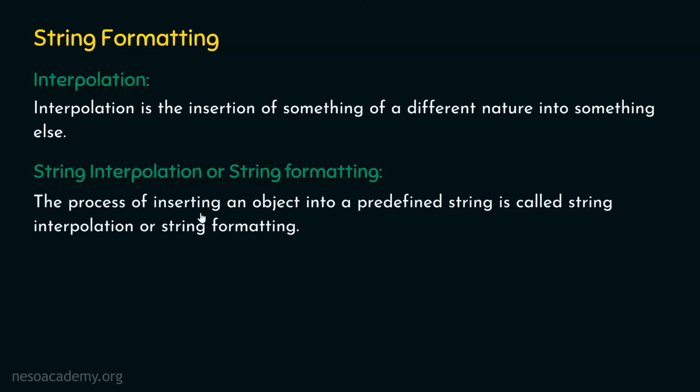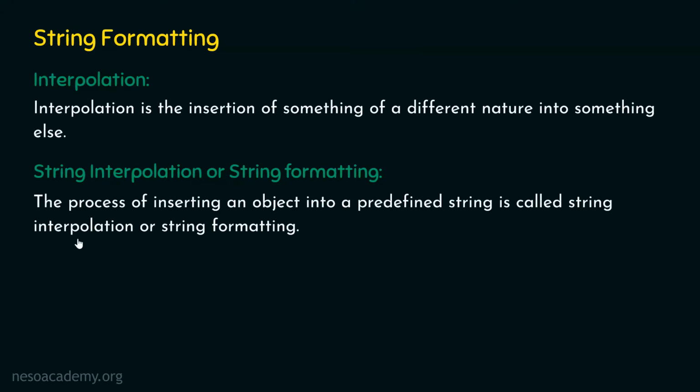The process of inserting an object into a predefined string is called string interpolation or string formatting. So, string interpolation or string formatting is the process of inserting an object, some external object, into a predefined string. If let's say we define a string, and if we want to insert some external object in that string, then we can do that. And this process is called string interpolation or string formatting.